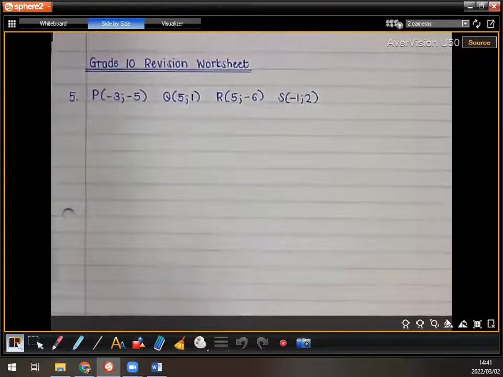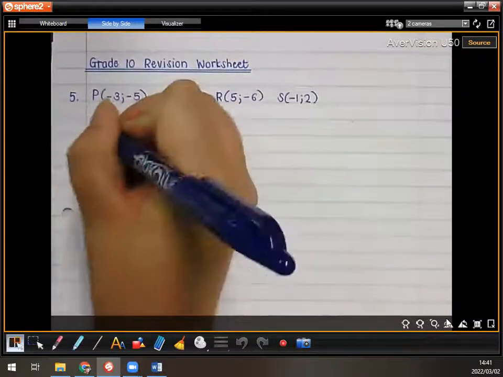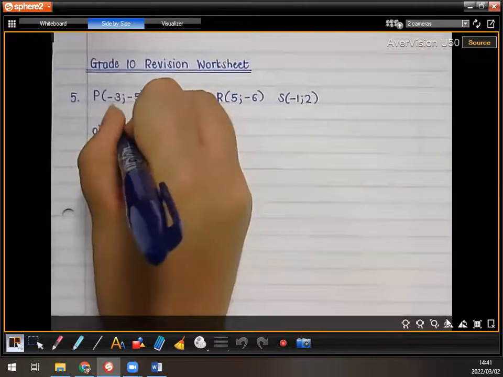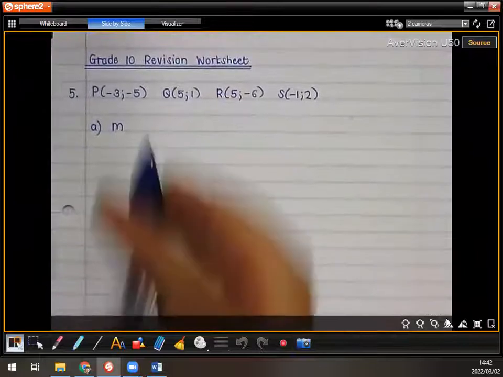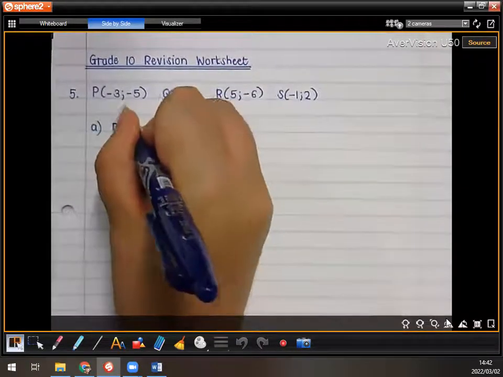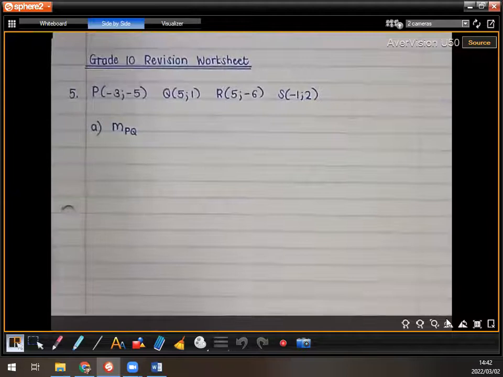So now for 5A, they're asking us what is the gradient? The gradient is lowercase m of PQ. Okay, so if you want to specify that we're now calculating the gradient of PQ, you can write PQ like that as a little subscript. That's quite useful, especially if you have to calculate different gradients in one question. All right, then please label each gradient like that.